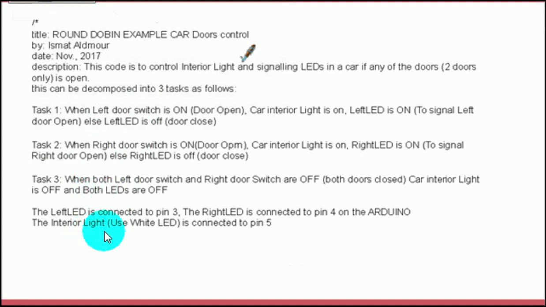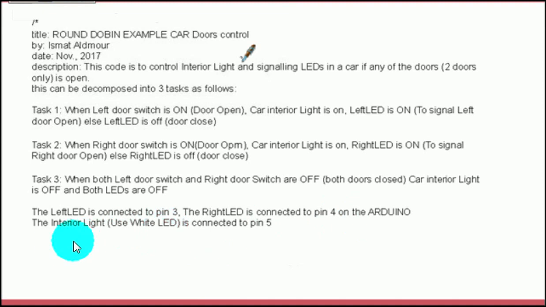Of course, here I've selected pins on the Arduino just so that we all have the same, but it's up to you, it's not an issue. So the left LED is connected to pin 3. Right LED, we'll use the same symbols here, is connected to pin 4. They are, as you remember, digital outputs. And pin 5 is used for the interior light, using something like a white LED.